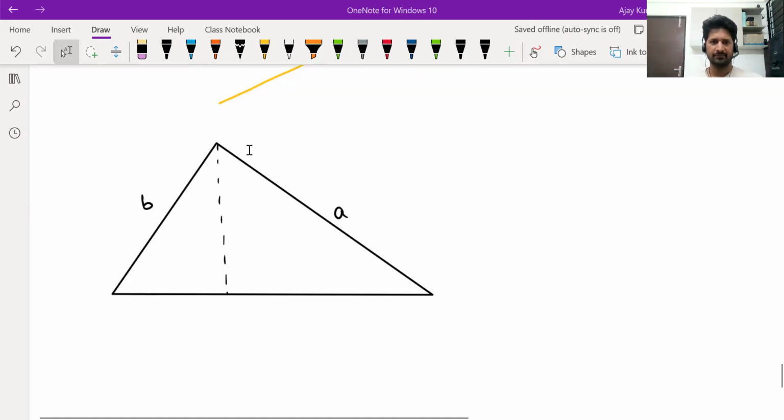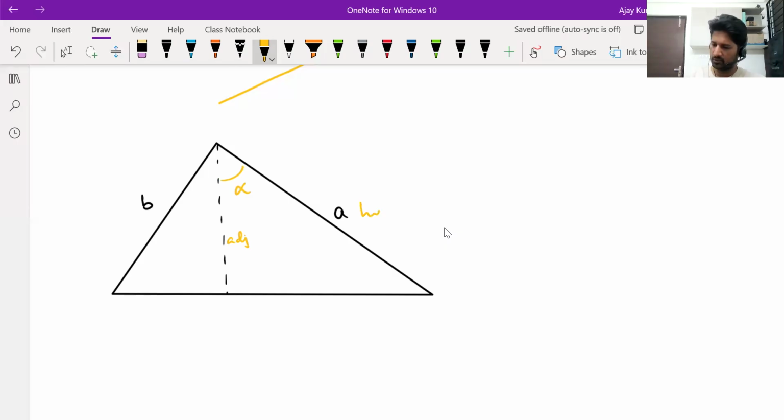The ones who are studying mathematics, any idea to derive this height in a right angle triangle? Exact angles we don't know. Had you known the angles, you could have used trigonometry and gotten that height. If you know this angle is alpha, then for alpha, this is the adjacent side and this is the hypotenuse. Using cos alpha, you could have gotten that height. But we don't know that angle also.